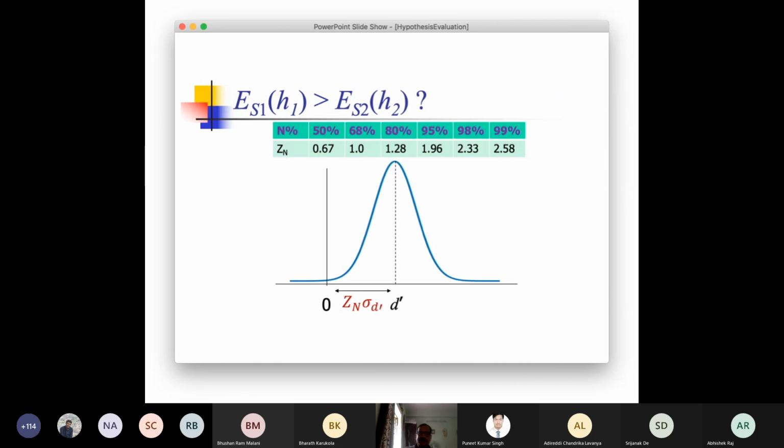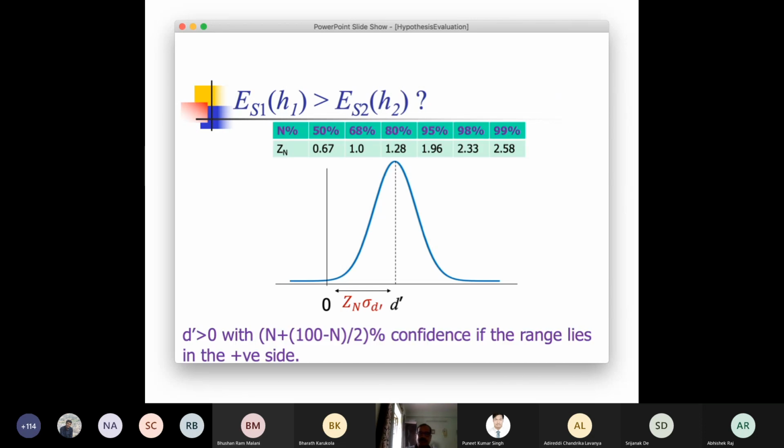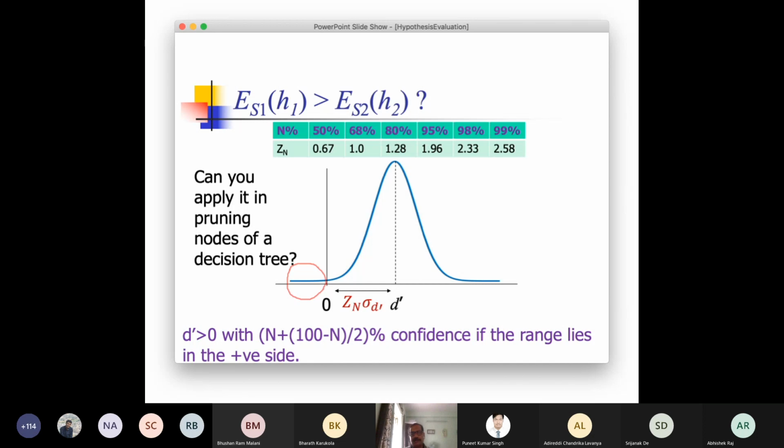From there you decide which one is better. I have just shown figuratively, if your D prime is lying in this range, then you see that one of them would be better. Like in this case, say H1 would be better. I mean, of course, I have written it. So in that case, naturally, H2 is better. Right. So this you can also apply.